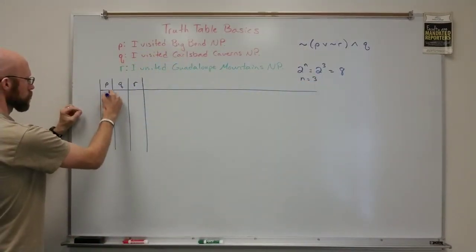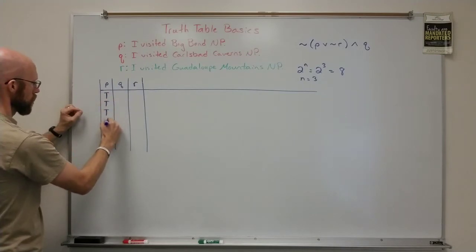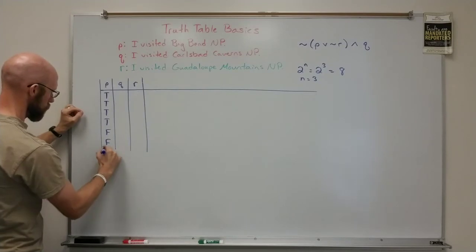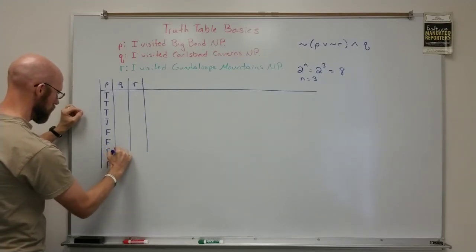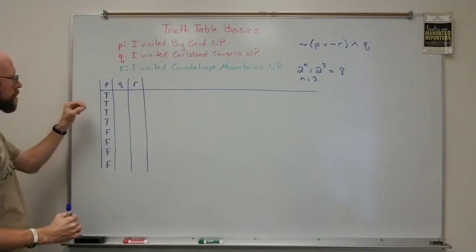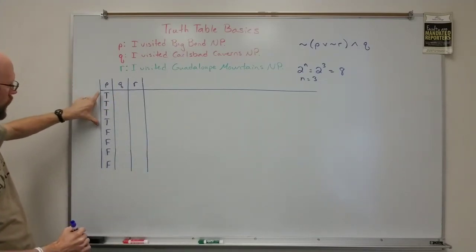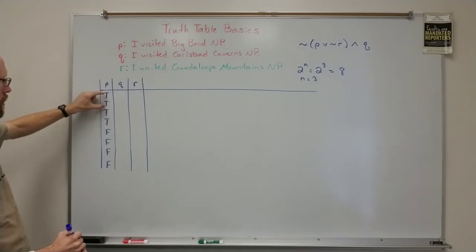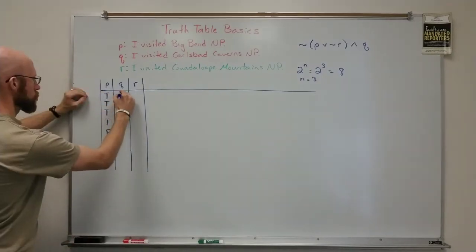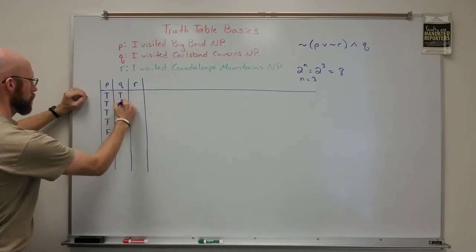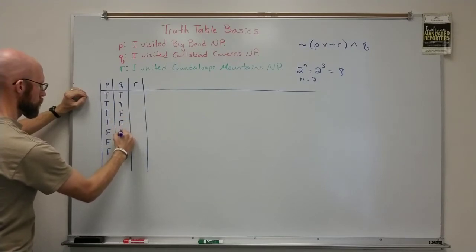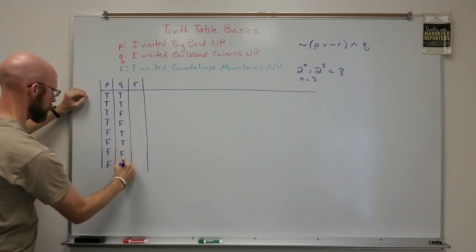So I have true, true, true, true, false, false, false, false. And of course I need more space here. Good enough. Now with Q, within each of these chunks, I take half of them and go true, false, true, false. So true, true, false, false, true, true, false, false.